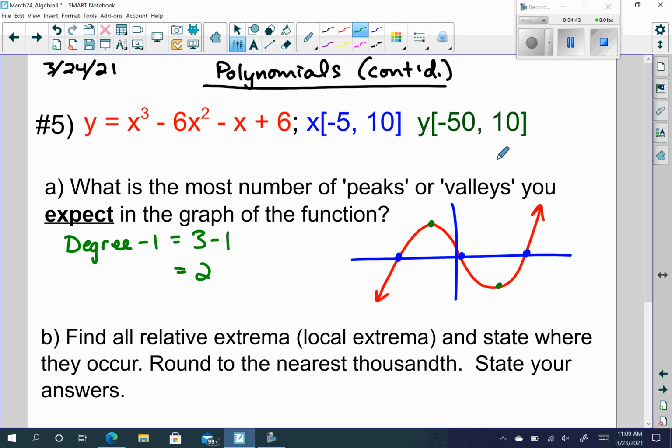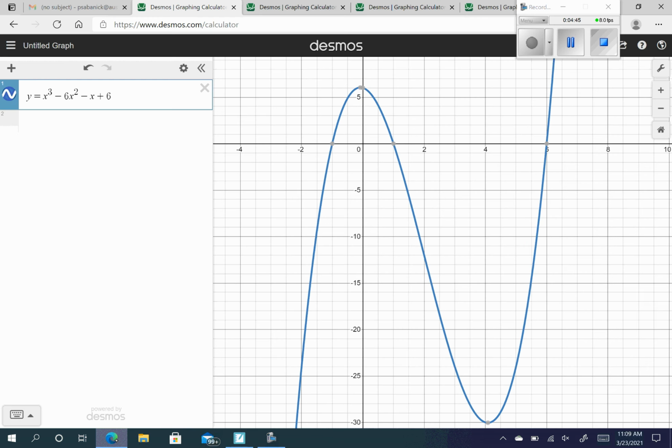All right, so pause again if you still need more time. Let's take a look at this graph. All right, so again, for part B, find all relative extrema. So we have to be careful here. We do have a low point right here, very easy to see. So we need that ordered pair to help us out.